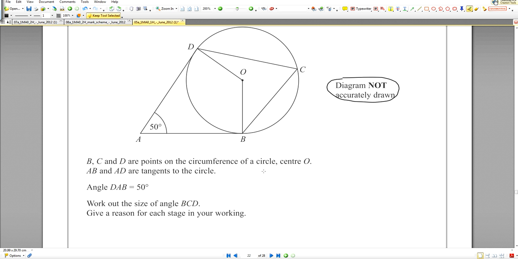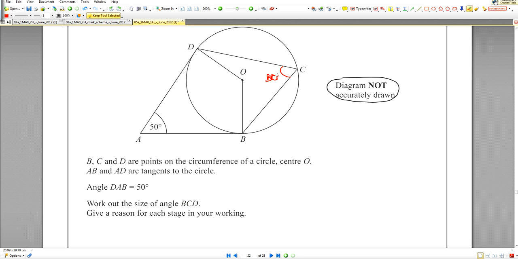Okay, B, C, and D are points on the circumference of a circle, center O. AB and AD are tangents to the circle, this one and that one. This angle is 50. Work out the size of angle BCD. Let's get color. They want us to work out BCD, which is here.